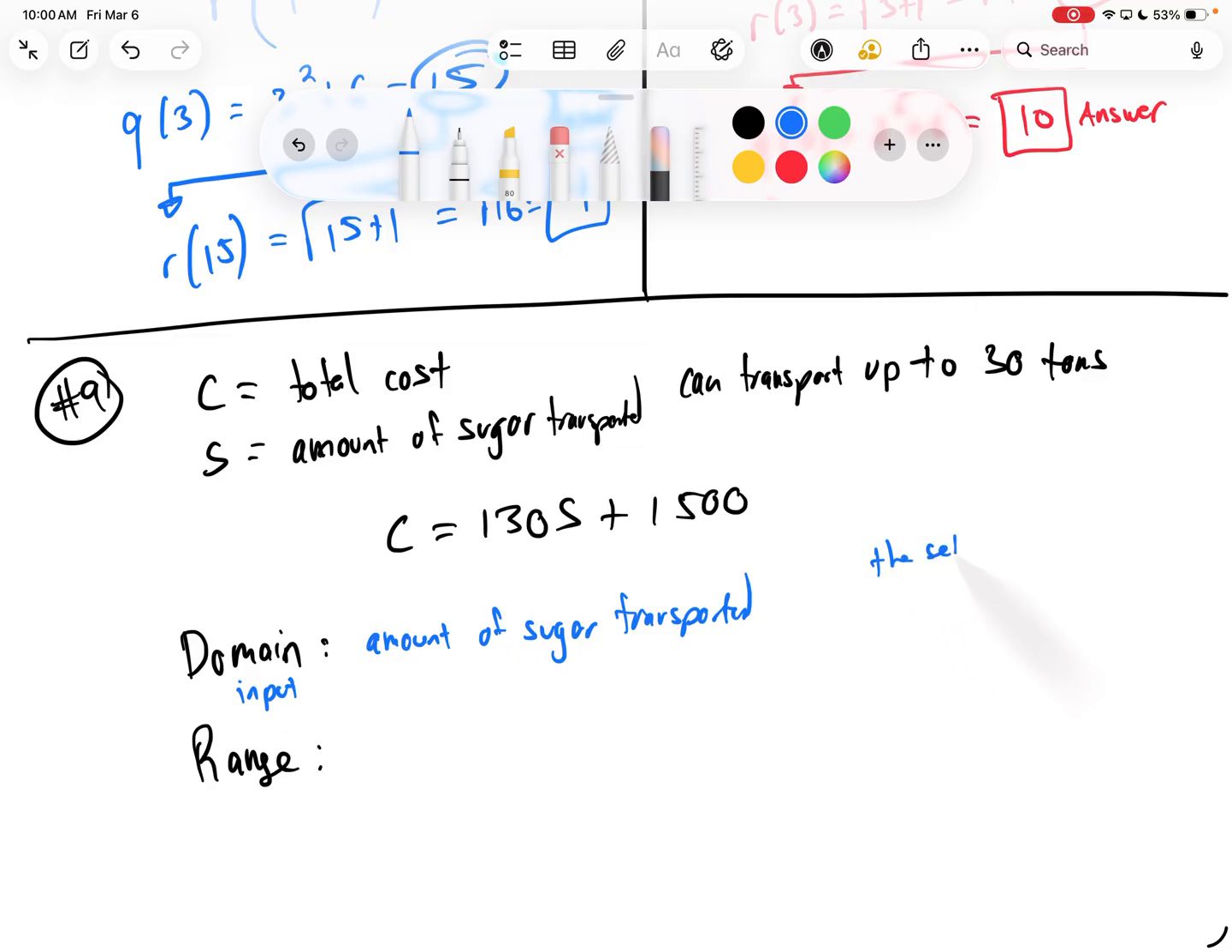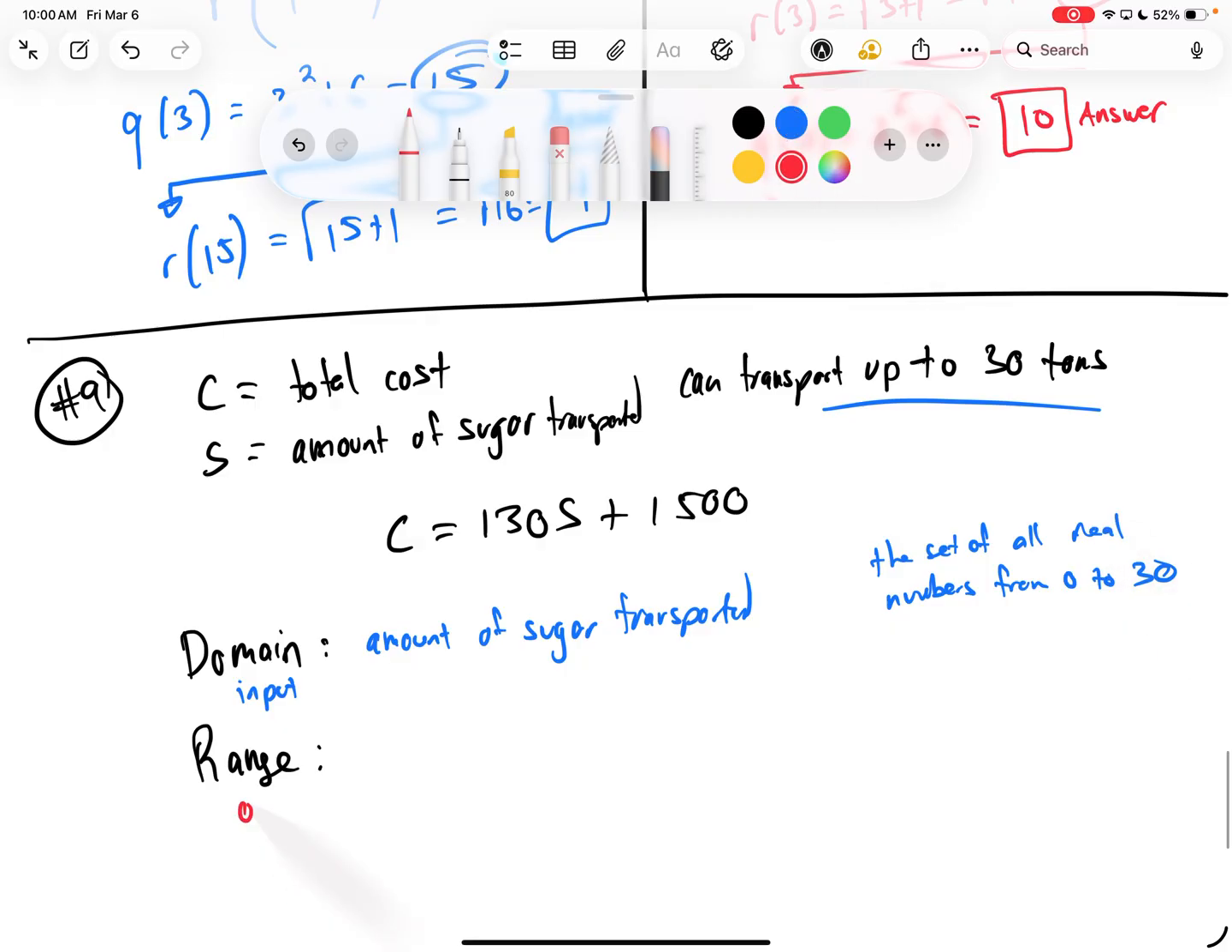So my answer here, I'll go ahead and write it: the set of all real numbers from 0 to 30. Okay? So we are getting that because it says up to 30. Set of all real numbers 0 to 30.